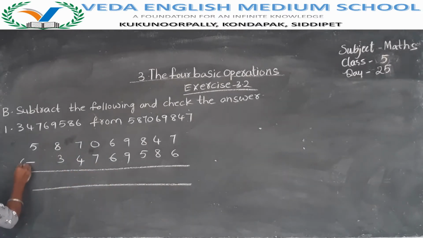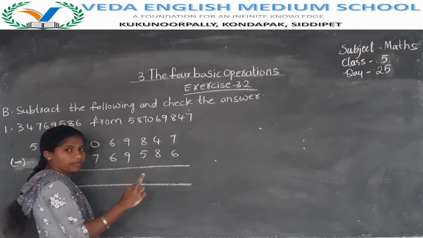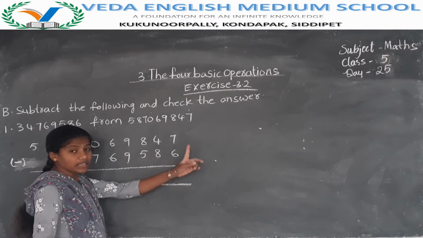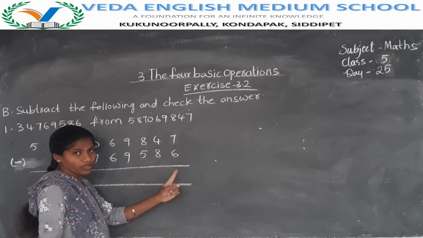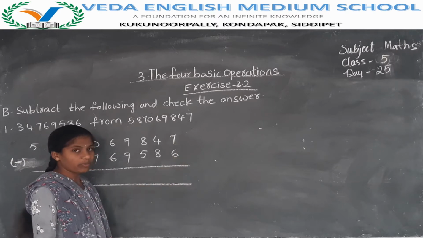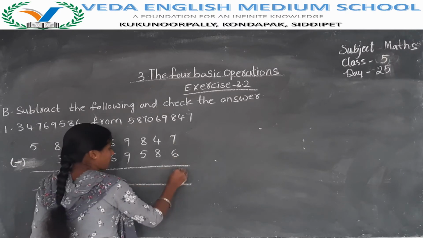Now subtraction. It is the symbol for subtraction, minus. Subtraction from right side to left side. That means you have to start the subtraction from the ones place onwards. 7 minus 6. Larger number to smaller number. 7 is a greater number, 6 is a smaller number. Is 7 minus 6 possible? Yes. 7 minus 6 is 1.